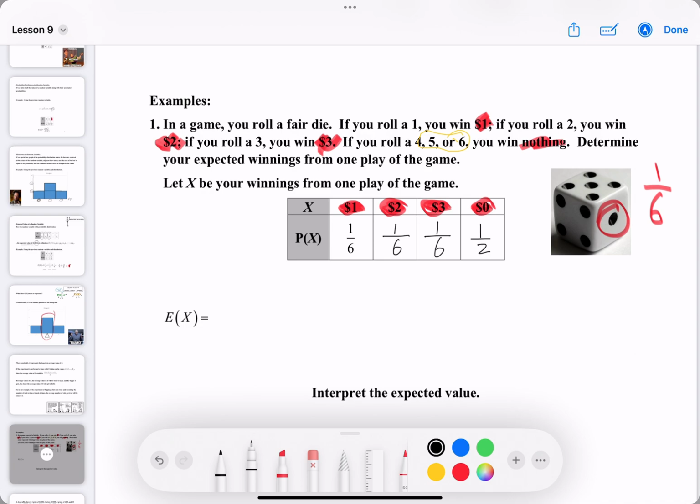All right, the expected value formula gives 1 times 1/6 plus 2 times 1/6 plus 3 times 1/6 plus 0 times 1/2. Adding them together, we have 1/6 plus 2/6 plus 3/6, and then it is 1. Okay, in the long run, if you play so many times, the average winnings per play, or every time, will be $1.